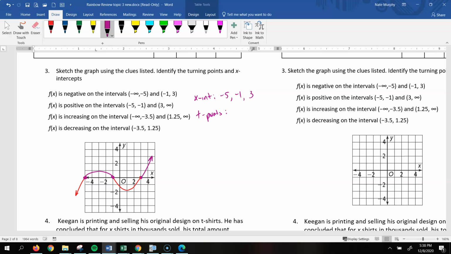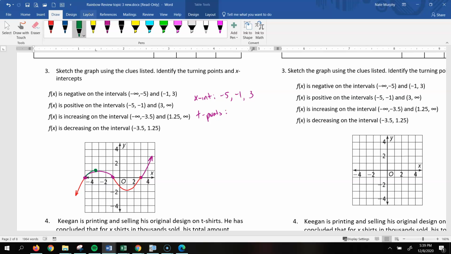So the turning points are going to be the points where it changes direction. Now my graph, again, we just estimated where these were. So now we're going to put in the actual change of direction. From left to right, it's going to increase. It's going to keep going up and up and up until it gets to negative 3.5. So at negative 3.5, I'll put a point there. At negative 3.5 is where it would change directions.